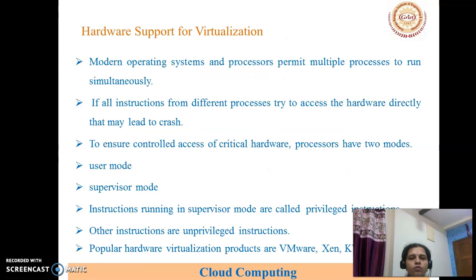How does this hardware support virtualization? Modern operating systems and processors permit multiple processes to run simultaneously. If all instructions from the different processes try to access the hardware directly, that may lead to a crash. To prevent uncontrolled access to critical hardware, processors have two modes: one is user mode, the second one is supervisor mode. Instructions running in the supervisor mode are called privileged instructions. Other instructions are called unprivileged instructions. Popular hardware virtualization products are VMware, Xen, and KVM, etc.